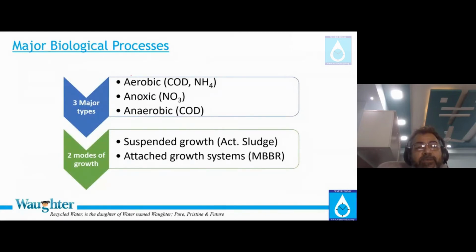And what are the major biological processes? We have three. Aerobic process, where COD and ammonia both can be addressed. Anoxic process, where ammonia can be addressed. Anaerobic process, where COD can be addressed. And two growth models. Suspended growth model, whose classic example is activated sludge. And attached growth model, whose classic example is MBBR.